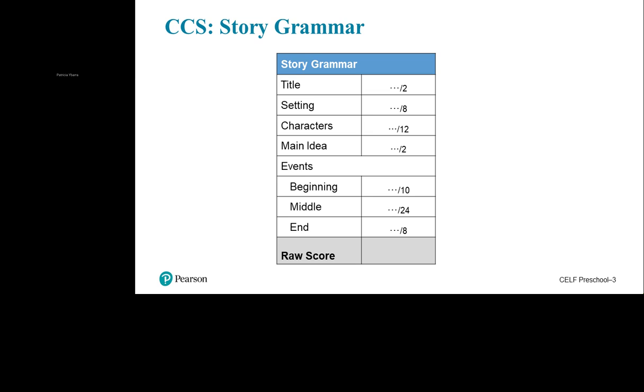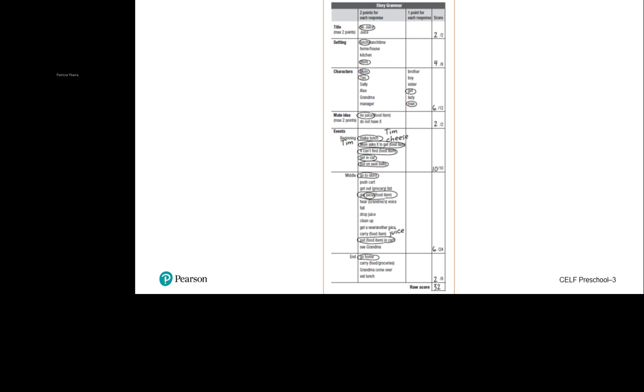So you would circle each component that the child used in his or her narrative and score each story grammar component according to the point values found in the scoring table, and then sum the score points to compute the total raw score for this subtest. And here's an example of a scored table for story grammar. So you just run down the list and circle the components that are included and then add up the point values that are associated with that.